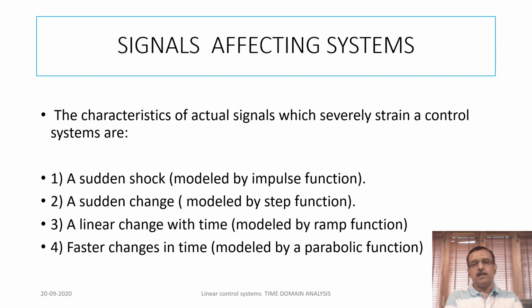So a sudden shock. The system should perform well for a sudden shock. A mathematical model for sudden shock is impulse. It should also do well for a sudden change, and other than shock there is change. What is change? Say your gas stove was off, and suddenly you switch it on.